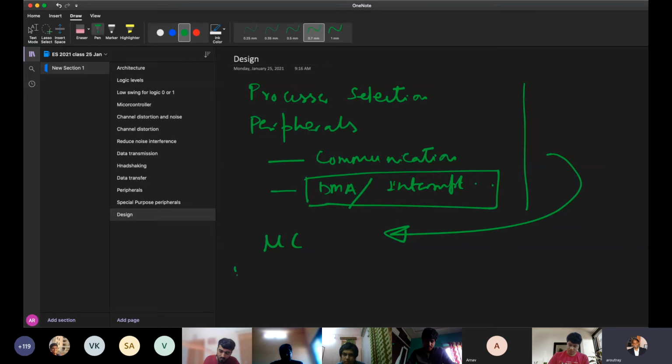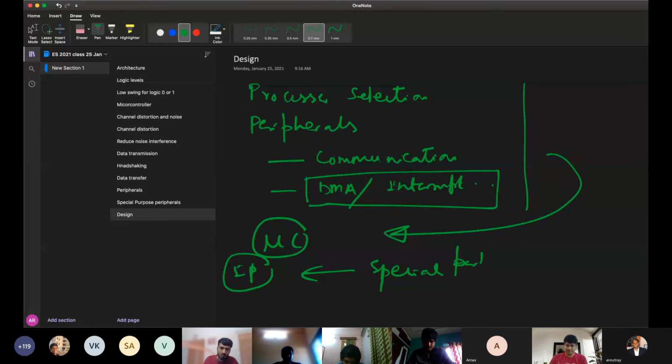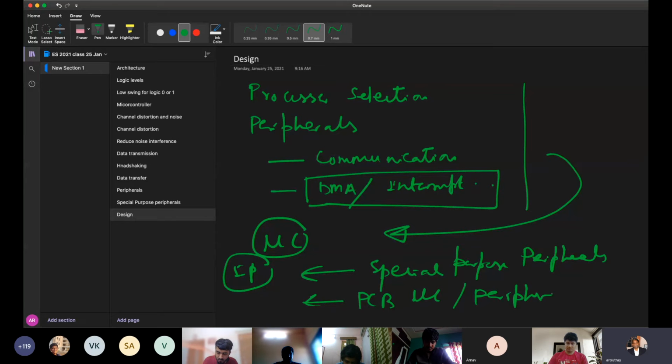So when you buy the IP of the microcontroller, suppose you have a microcontroller manufacturing company, you buy this IP, then you can burn your own special purpose peripheral on the same chip. Or you can make your PCB with the microcontroller and other peripherals, like your Arduino Uno board has a microcontroller and other peripherals. Ideally, this is what people do in embedded system design. They design a PCB with peripherals.